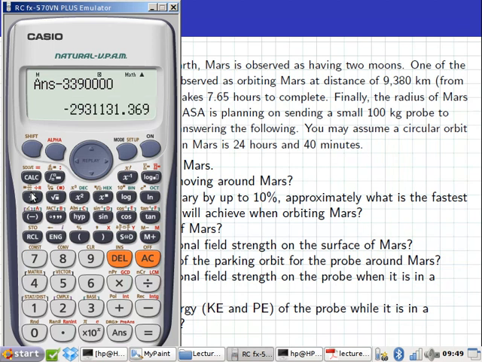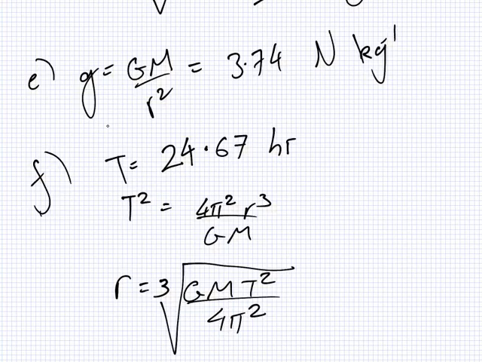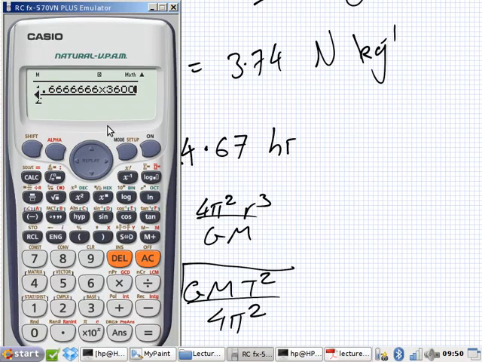No. Surely not. Oh no, I'm making a pig's dinner of this. Alright, hang on. There's something horrendously wrong. I must have forgot to put in the radius, did I? No, I did. Oh, the time is squared, which I never squared. Okay, so this should be bigger now.